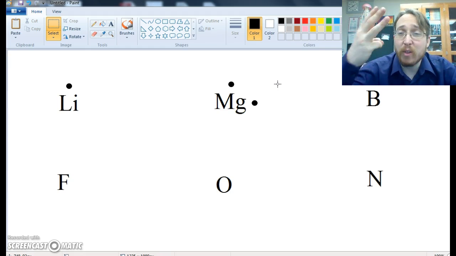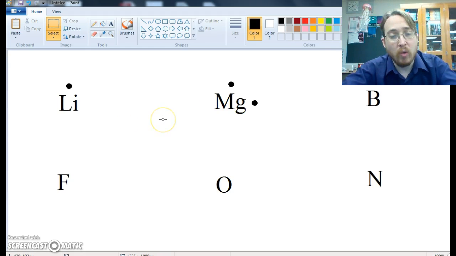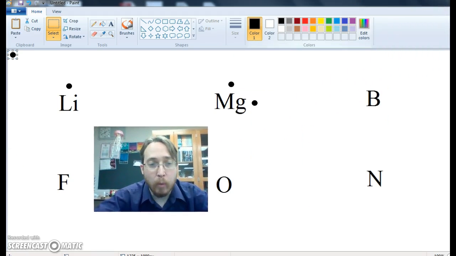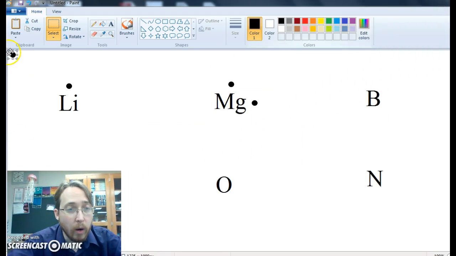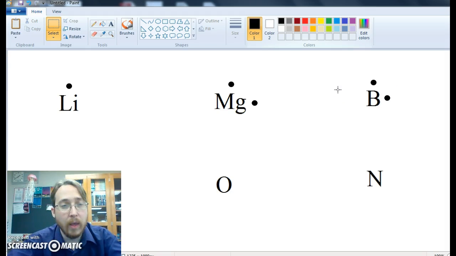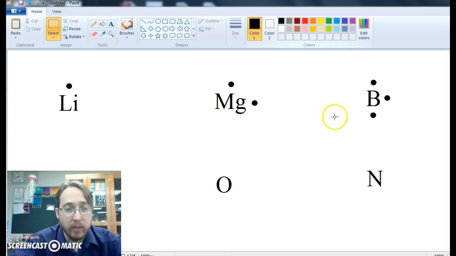Now, boron has three valence electrons. So let's do boron here. We can put one on the top, one on the side, and let's go one on the bottom. We'll go clockwise. So this is boron. Boron has three valence electrons, and they're arrayed as such.